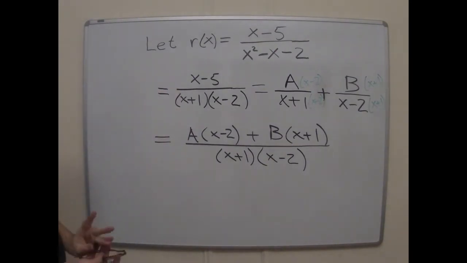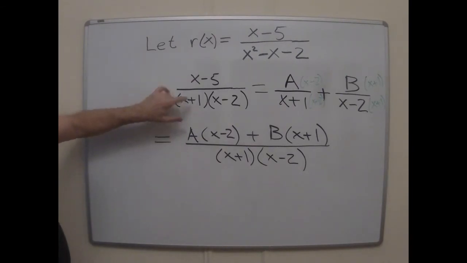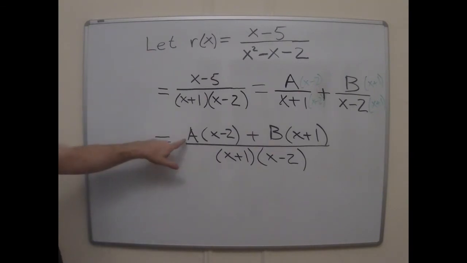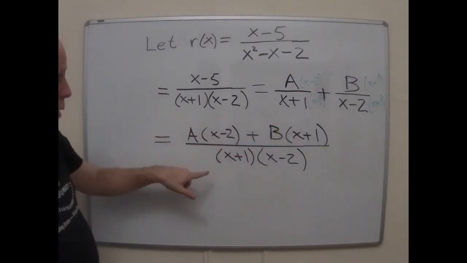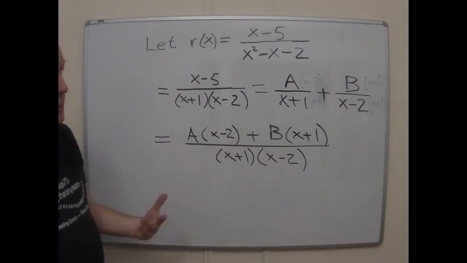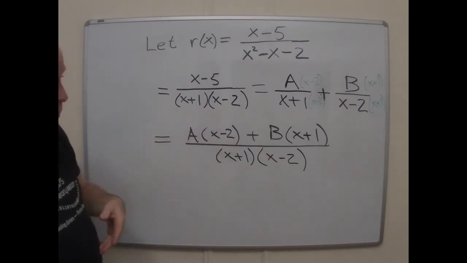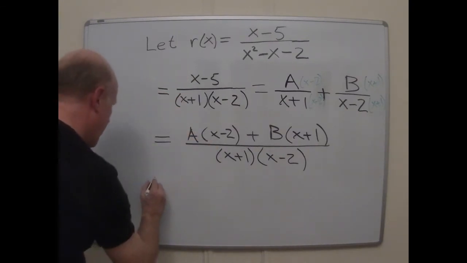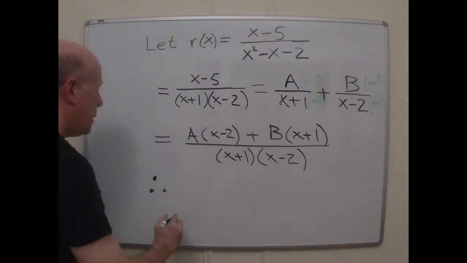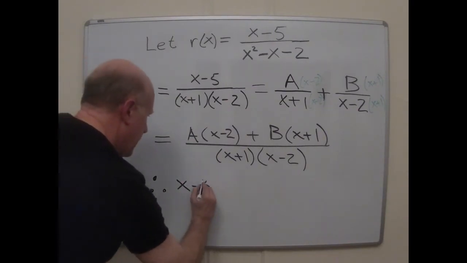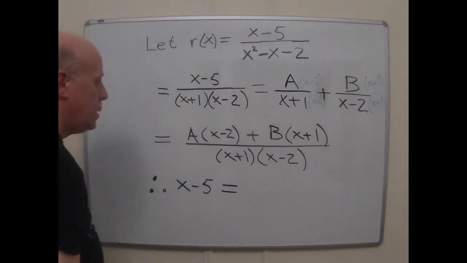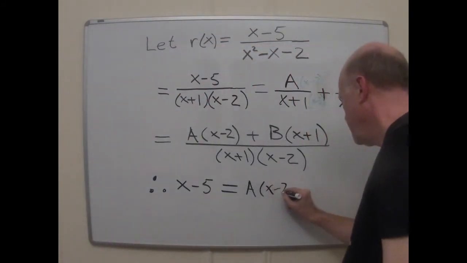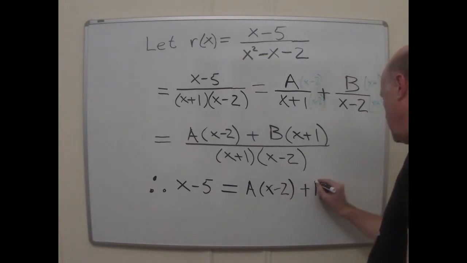And the thing you'll notice is the first fraction has an x minus 5 in the numerator and that product in the denominator. This other one has a more complicated expression in the numerator, but the same denominator. Well, if two fractions are equal and they have the same denominator, what has to be the case is that the two numerators have to be equal. Let me just write that for a second. Therefore, x minus 5 must be equal to a times x minus 2 plus b times x plus 1.